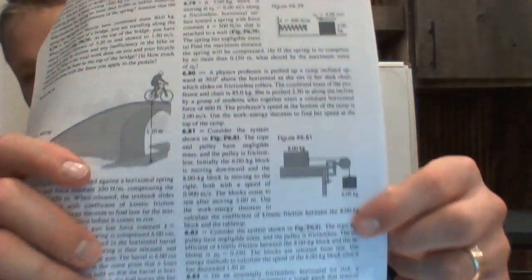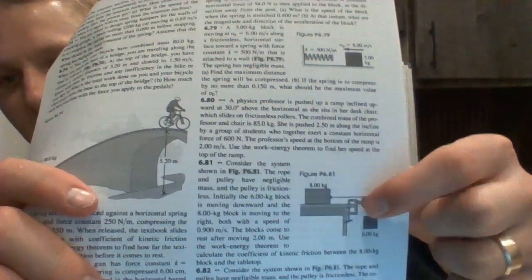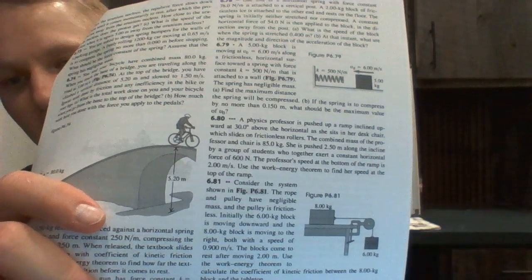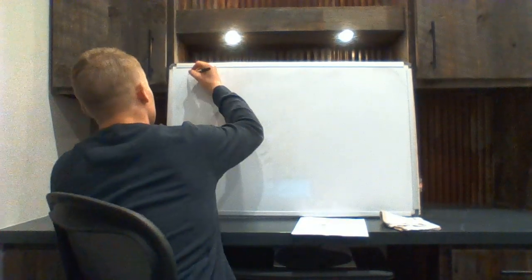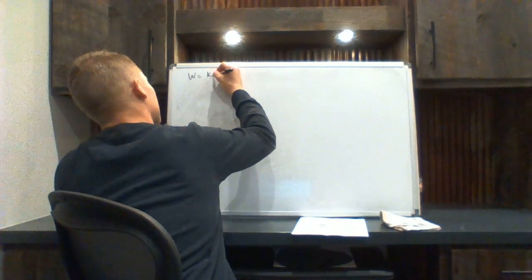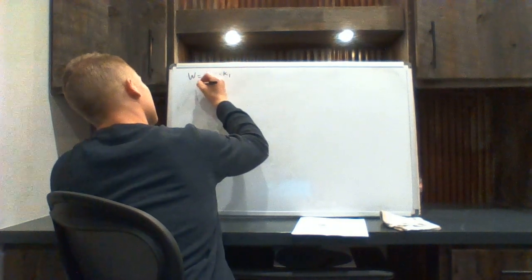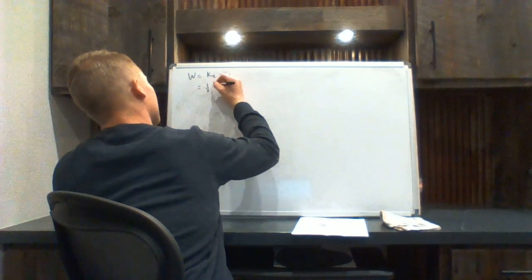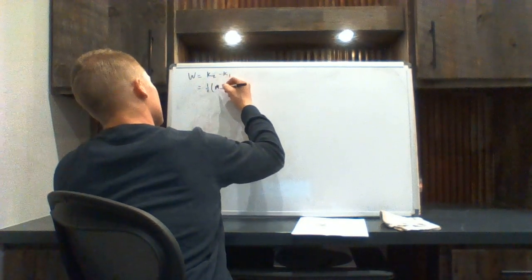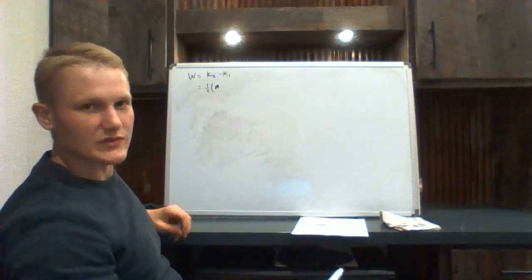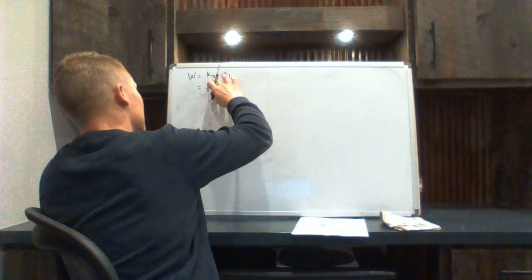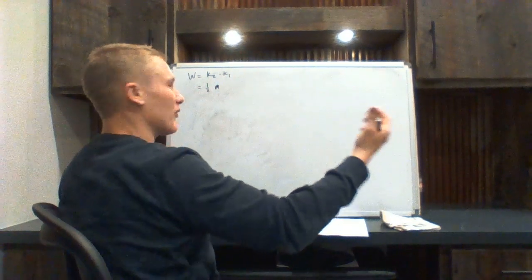So here is our figure. Initially this is moving down, that's moving this way, and eventually it comes to a stop after 2 meters. So we will first start with work equals change in kinetic energy, which can be written as work equals K2 minus K1, which equals 1/2 mass. So it's the mass of the whole system, the mass of both blocks. I'm just going to write M, but I mean both blocks.